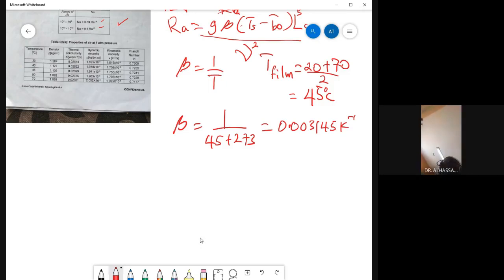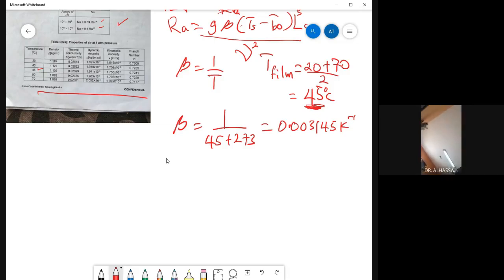Now we are going to use this 45 degrees Celsius to determine the appropriate thermal properties of the fluid. The thermal properties of the fluid are given in the table below. At 20 degrees Celsius, density is given, thermal conductivity is given, again dynamic viscosity, kinematic viscosity, Prandtl number, and so on and so forth. If you don't calculate this T film very well, then the whole thing is going to be wrong. So appropriately, we are going to use the values for 45 degrees Celsius. You understand?